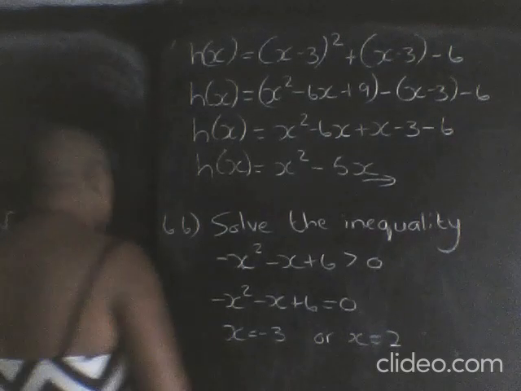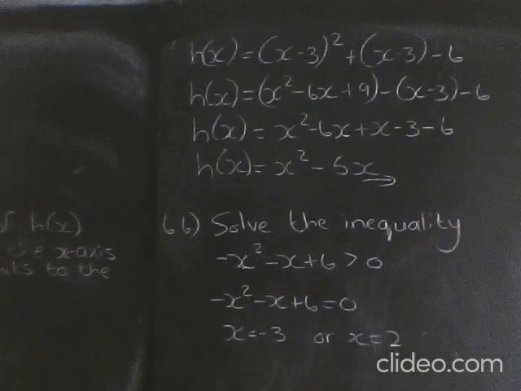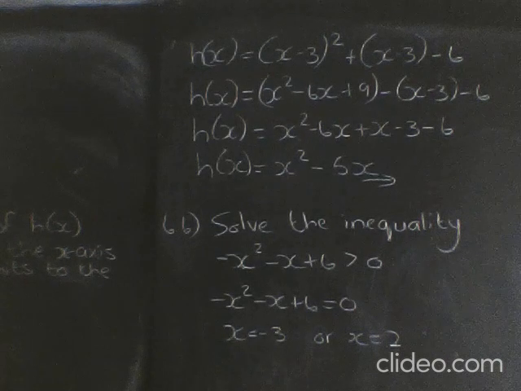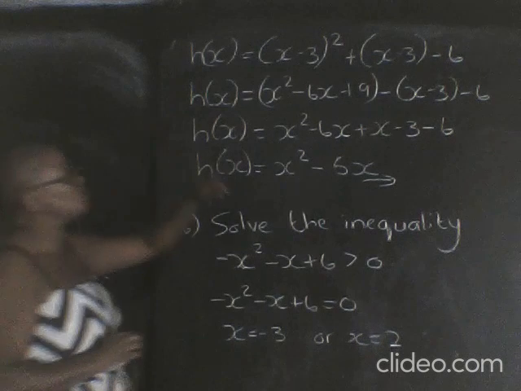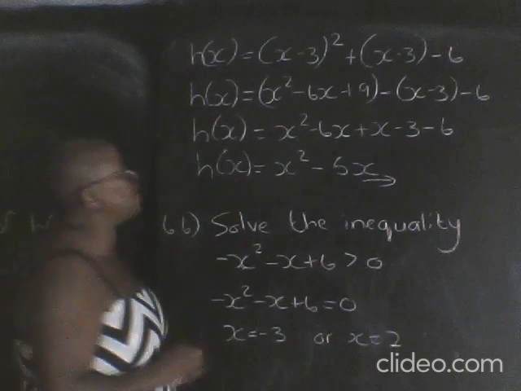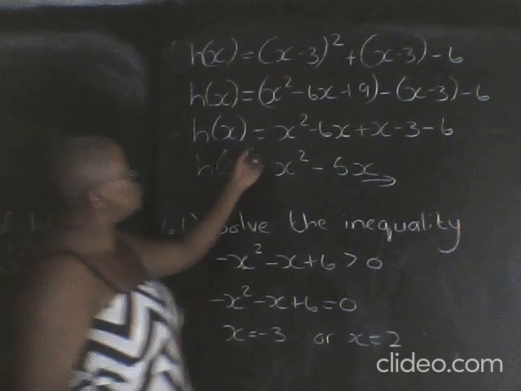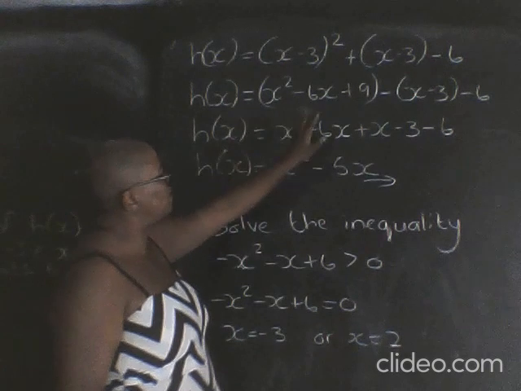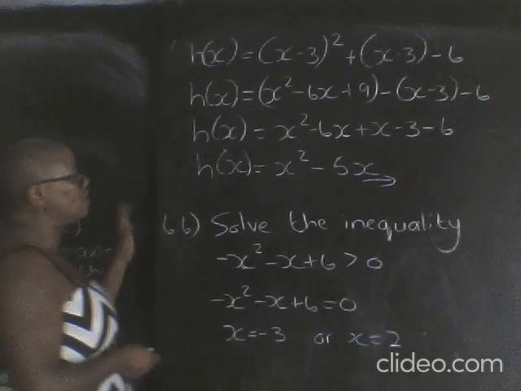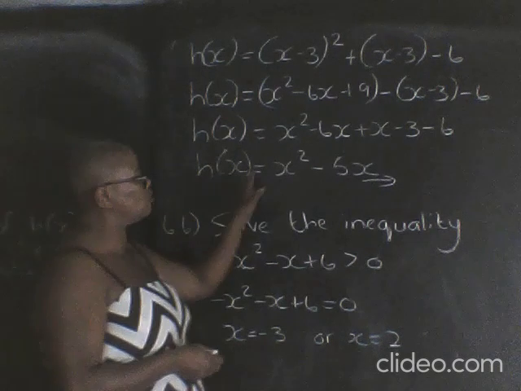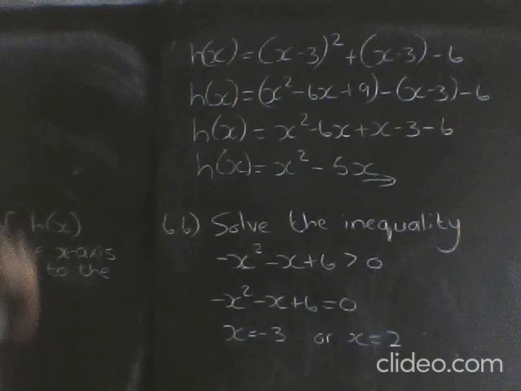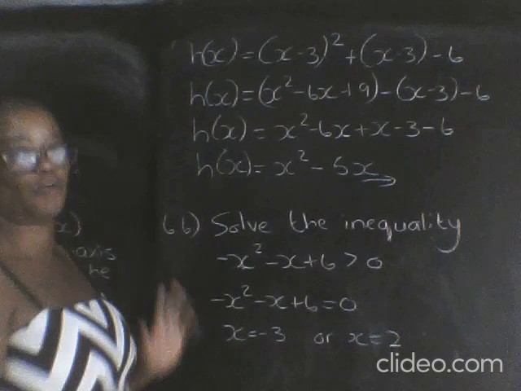So now h(x) is equal to (x - 3)² + (x - 3) - 6, because we substituted in the values. When we solve (x - 3)², it becomes x² - 6x + 9, then minus the brackets, so x² - 6x + 9 + x - 3 - 6. I just took these out of parentheses. When you solve that, h(x) is going to be equal to x² - 5x. Just for the purposes, let's leave it there. I want to explain 6.6 in its entirety.